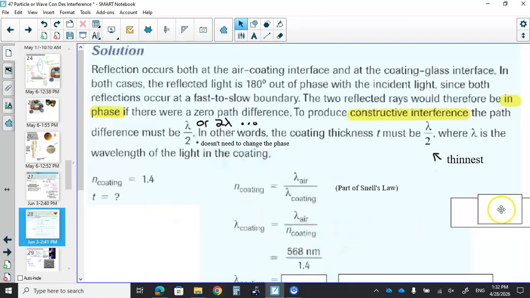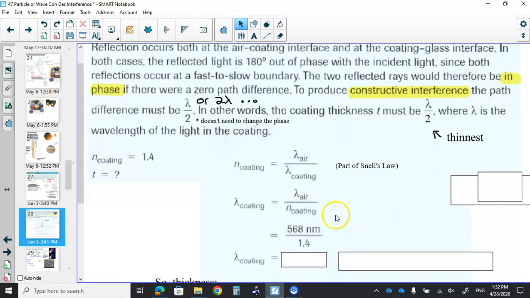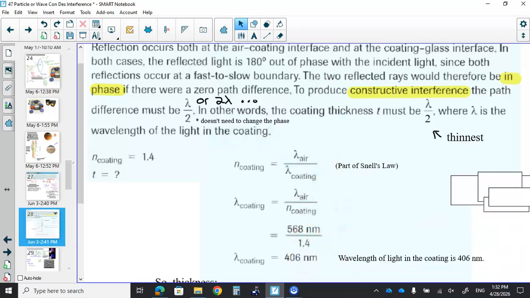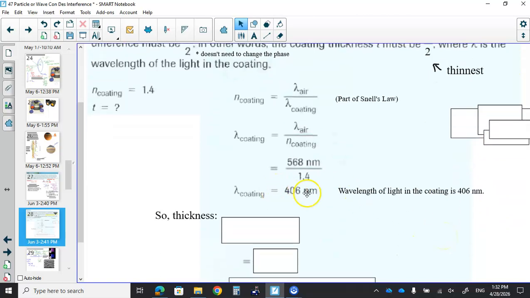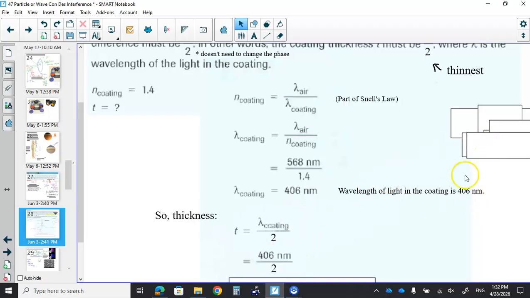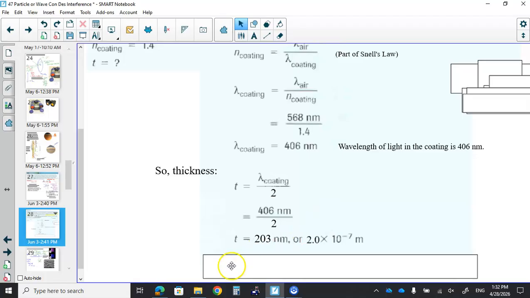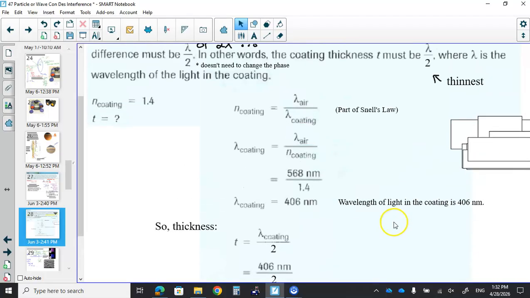So to get the actual value, you use the index of refraction, you use the part of Snell's law to do with the wavelengths, and you end up calculating the thickness the coating needs to be, the wavelength of the light in the coating. So then the thickness is half of that. And so kind of some old news there of calculating wavelengths based on indexes of refraction and so on.